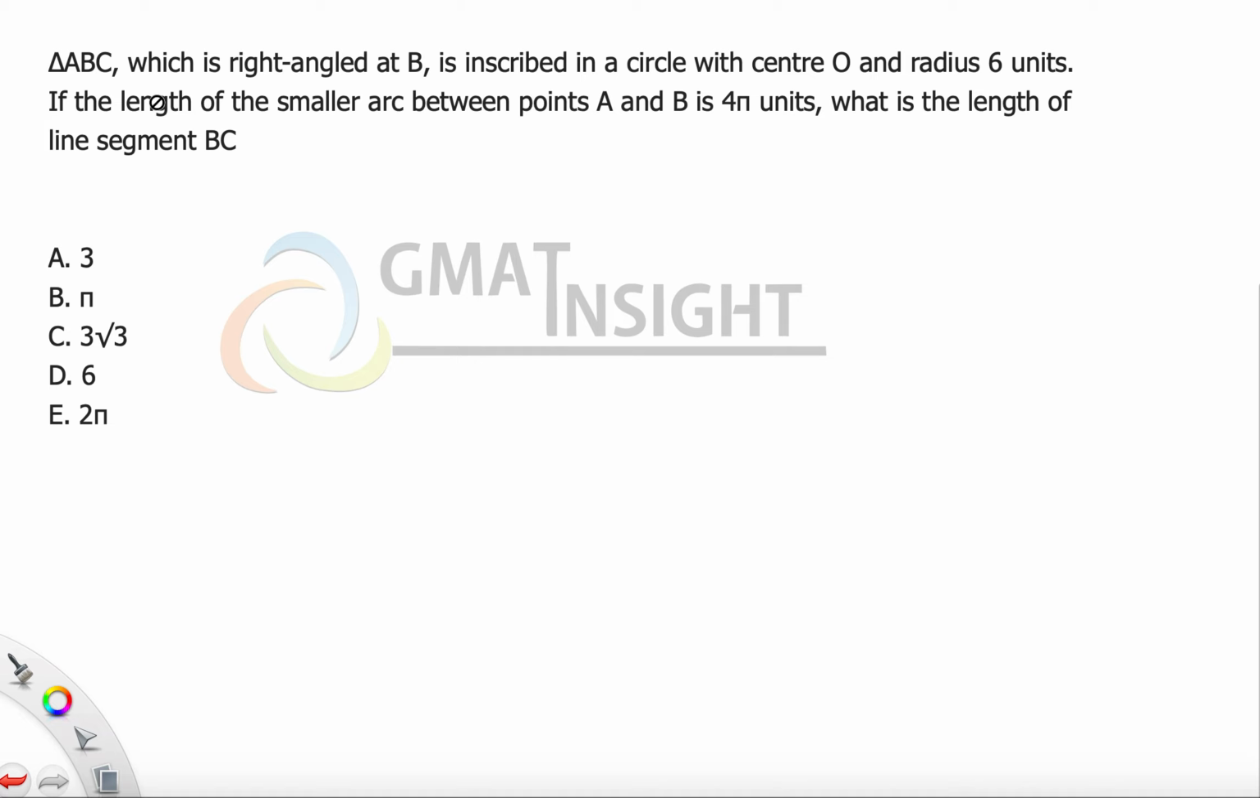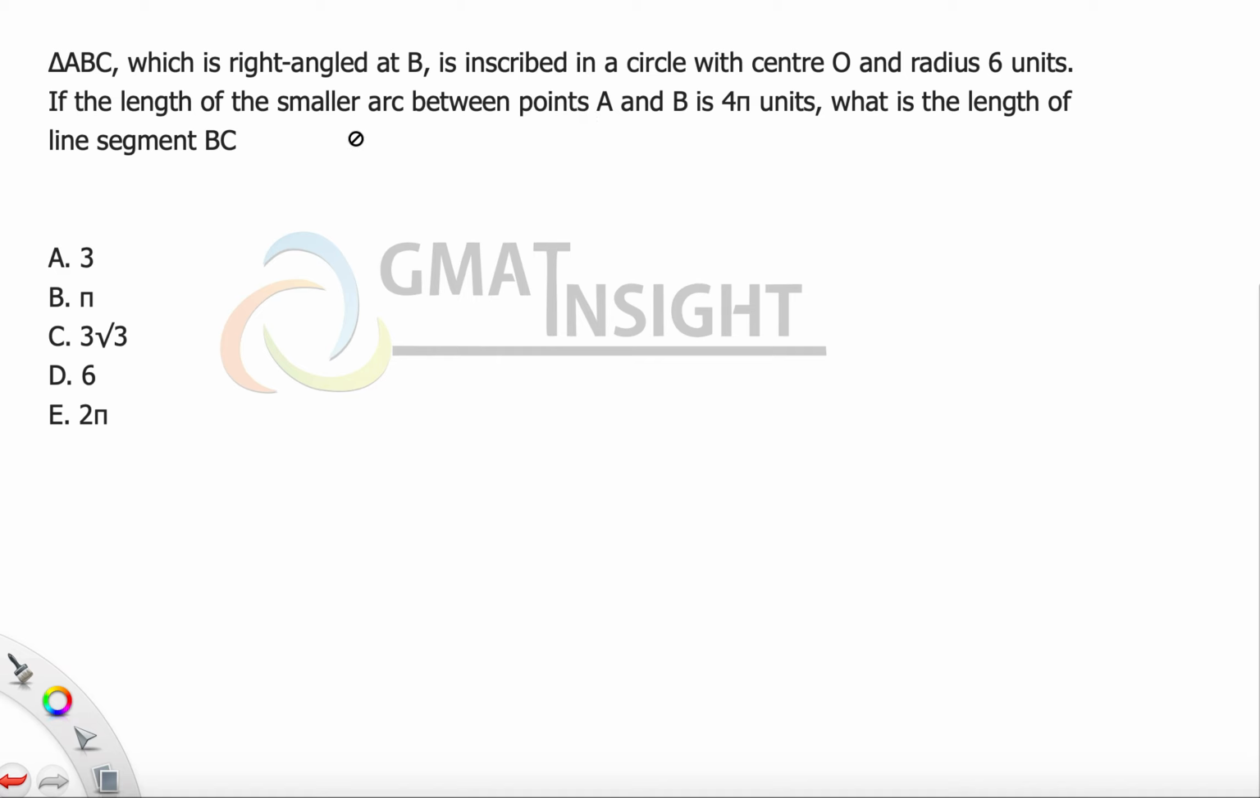For example, the very first line says the triangle ABC is a right-angled triangle. Now, the property says that if there is a right-angled triangle inscribed in a circle, then the hypotenuse of that right-angled triangle will always be lying on the diameter of the circle. That's one of the properties that we should be aware of. The radius is 6 units.